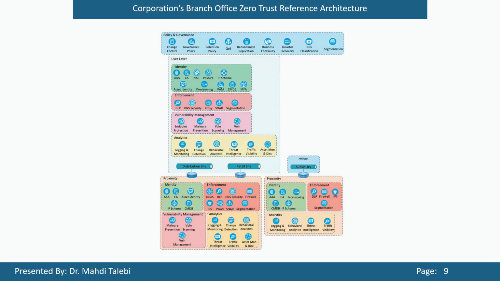Built into every site's configuration, whether distribution or retail, the architecture ensures that the core principles of zero trust are consistently applied, assuring a robust security posture that evolves with emerging threats and changing network dynamics. This strategic uniformity across various locations bolsters the organizational defense against the sophisticated landscape of cyber threats.